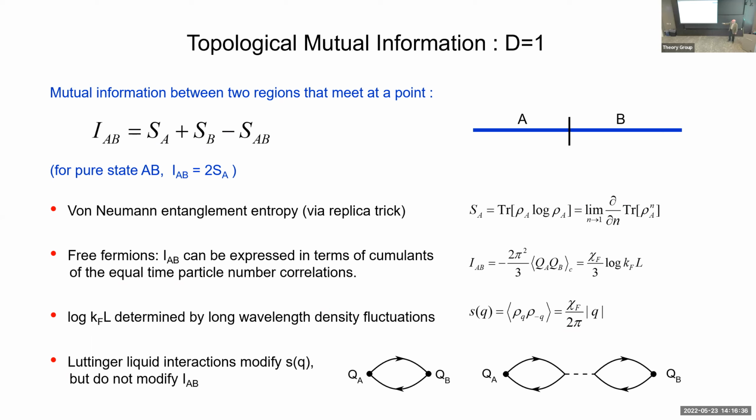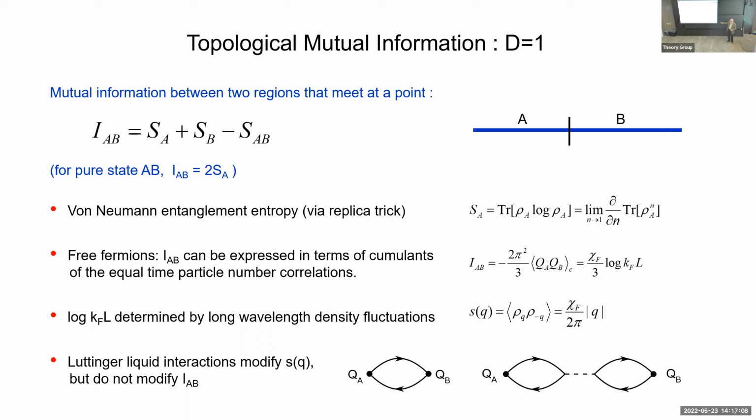What that tells us is that we can compute the equal time number correlations between region A and region B, and that is related to this mutual information, which in turn has this log in it. The way we can see that it gets the log is that the equal time number correlations are related to the integral of the equal time density correlations. And that's what I was talking about to Clay before.